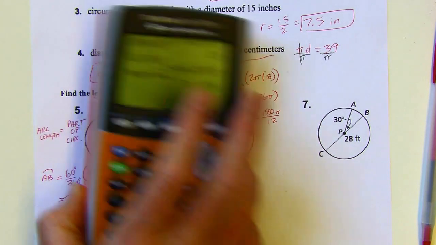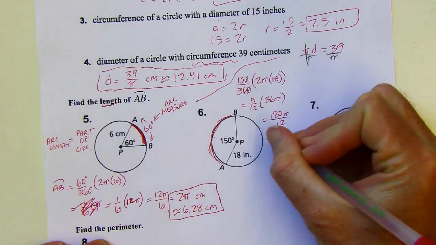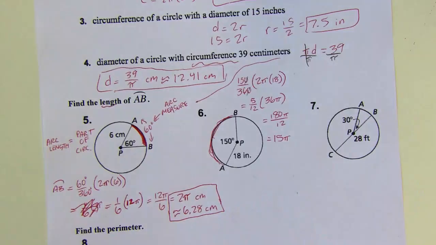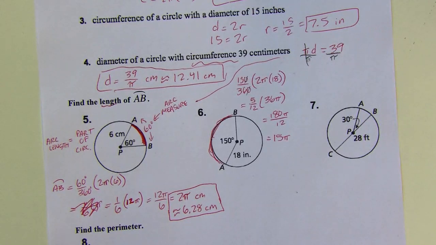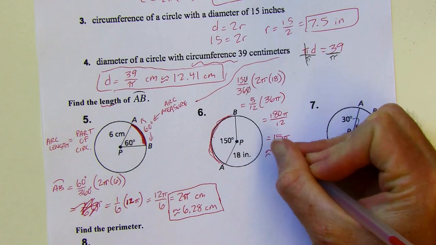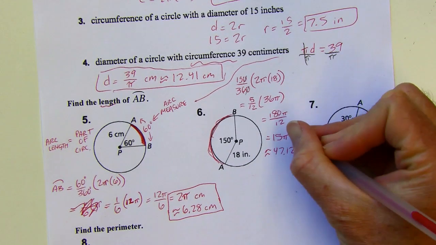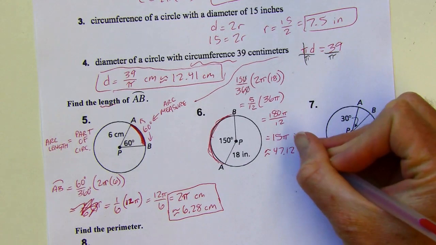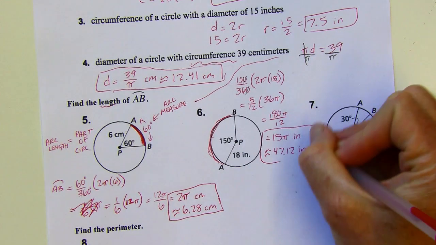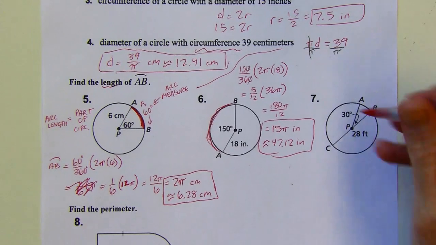Okay, but yeah, going back to this one, this comes out to exactly 15 pi. And let's see, 15 pi as a decimal is about 47.12. And we want our units either way, if we're doing exact or decimal approximation. Okay. All right, one more time then, the length of AB.